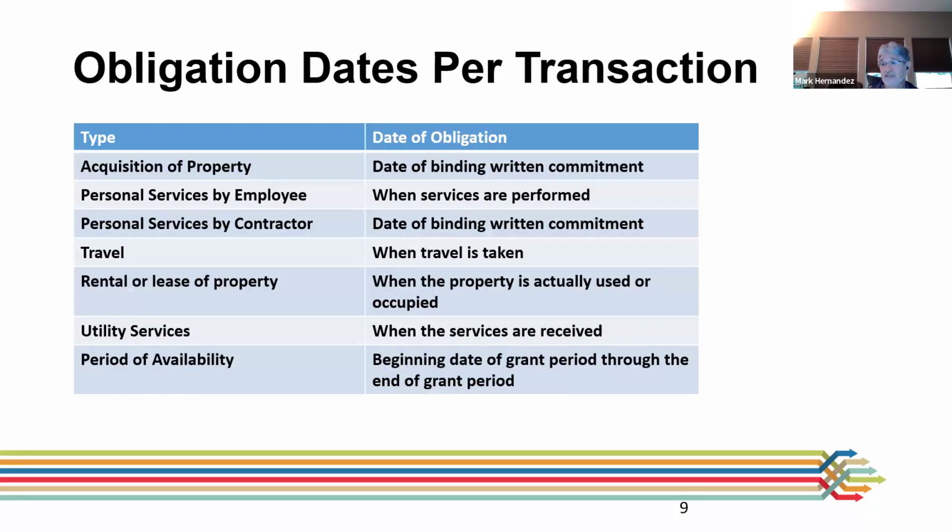Okay, one of the things that I think is very helpful is understanding the dates of obligation for things. I get that question quite a bit. And there's also a uniqueness to it. So if it's acquisition of property, most of our grants don't have that, but we do have an ARP grant and other things that allow for that kind of thing for a building or other things like that.